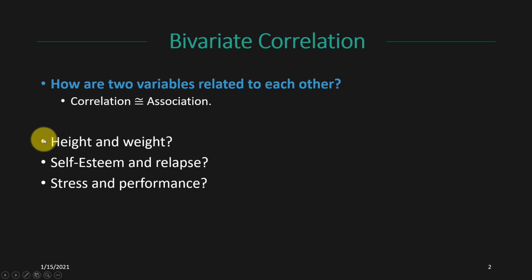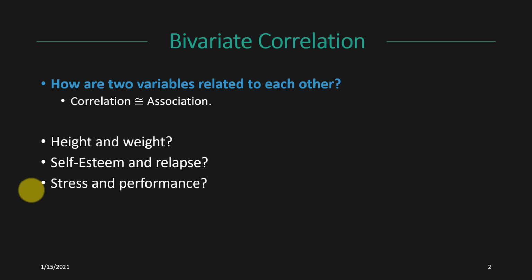Now, some of these might be pretty straightforward things, right? Like how are height and weight associated? And we might have a really strong understanding of how that is just from our observations of the world around us. But there's also going to be other things that are maybe a little more subtle that we could measure with a correlation. So for instance, is self-esteem related to the likelihood of relapse in a sociological study of drug use? Is stress related to performance in human ergonomics and human performance data? There's lots of different things that we could measure, and the variables could take different properties and qualities.